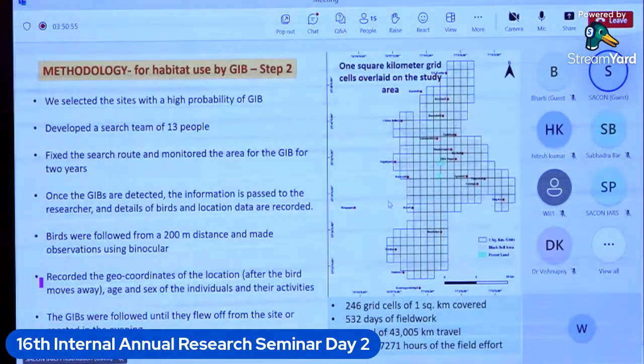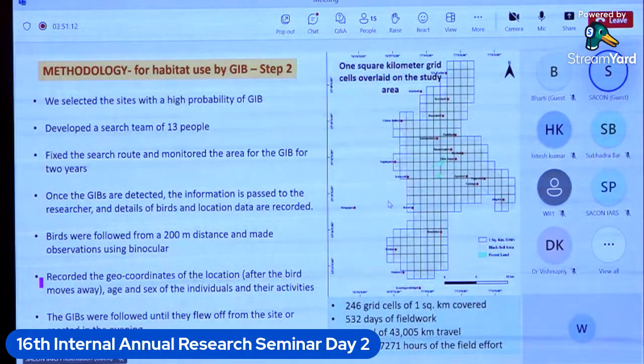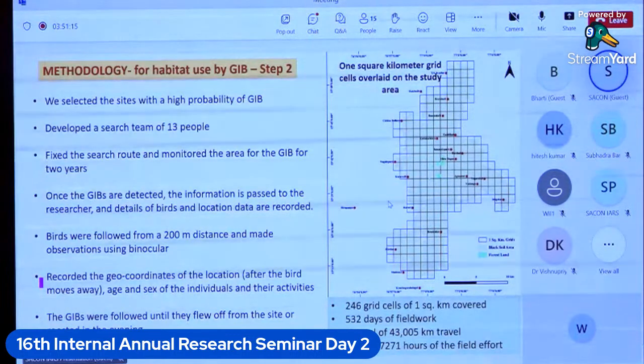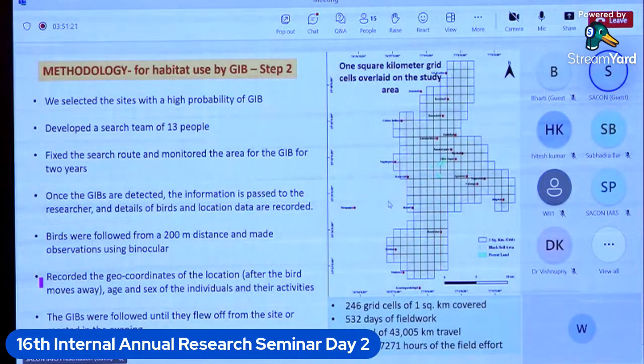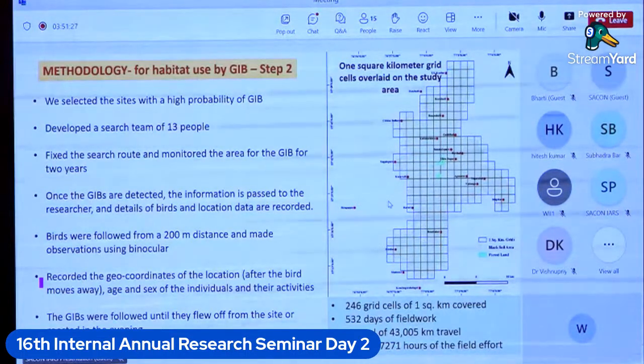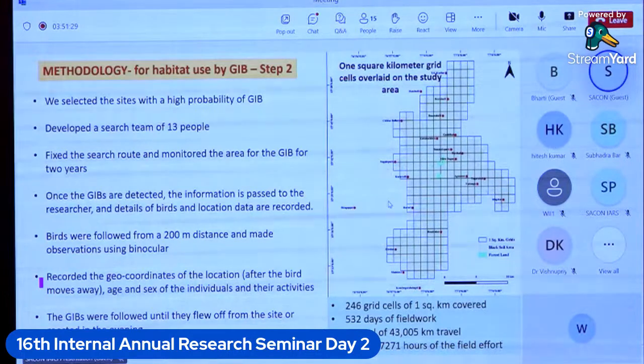This was usually followed from about 200 meters, as they were very sensitive, and all the observations were made using binoculars. Periodically, if the birds were there for a period, the locations were recorded, and the activities were also recorded periodically. These were followed until they flew away from the site, or were roosting in the evening. About 530 days of fieldwork was carried out, and about 43,000 kilometers of travel during the study period.